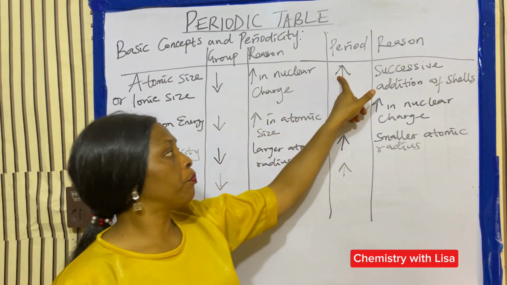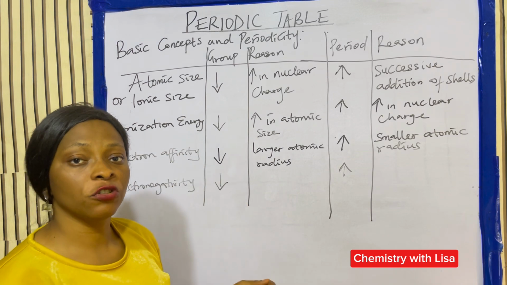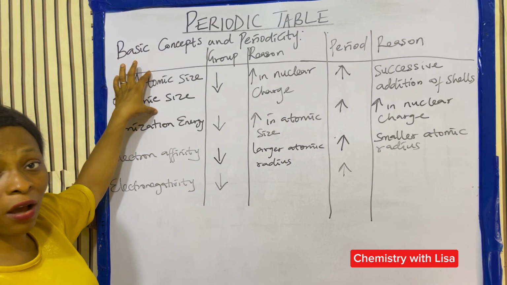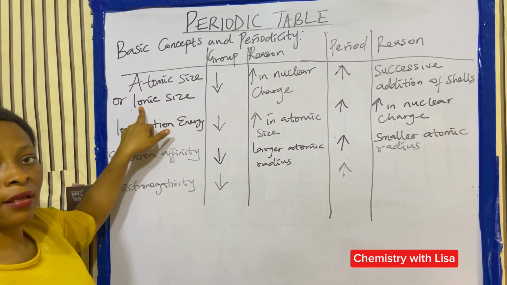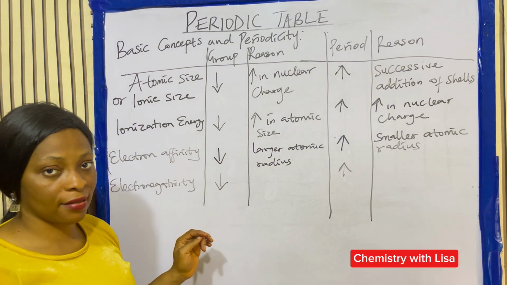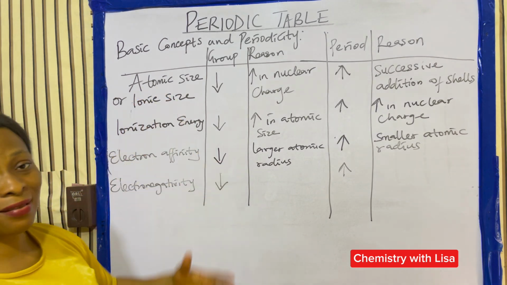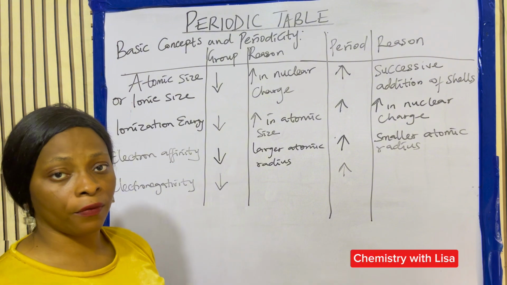But across the period, it increases due to successive addition of shells. I want you to note that atomic size is bigger than ionic size. This simply refers to the size of an atom or the size of an ion.